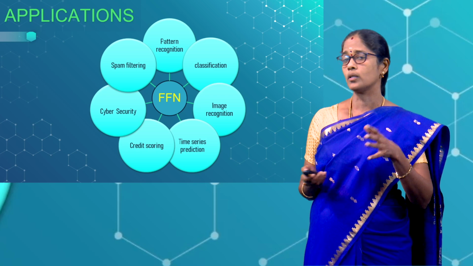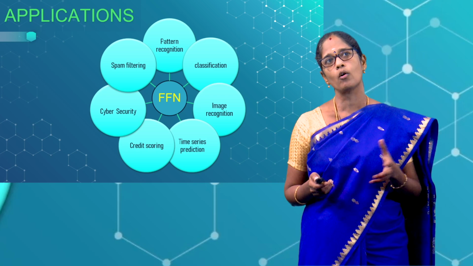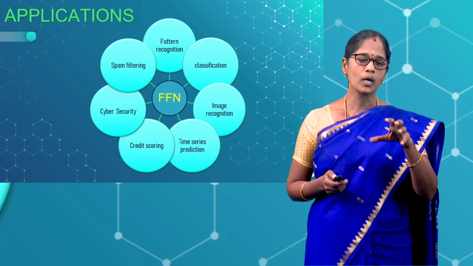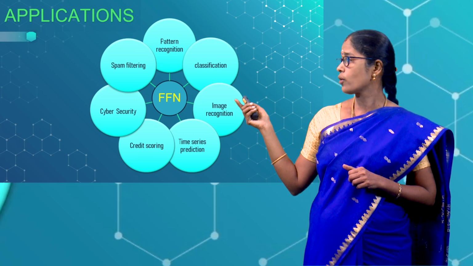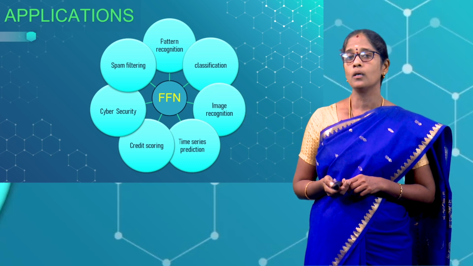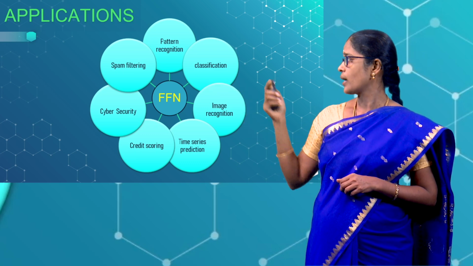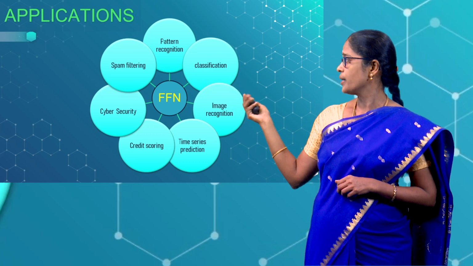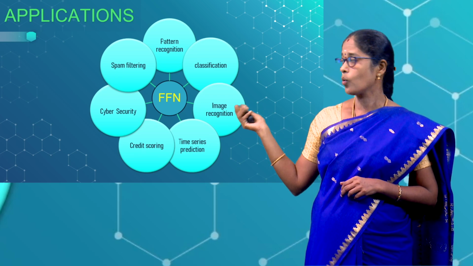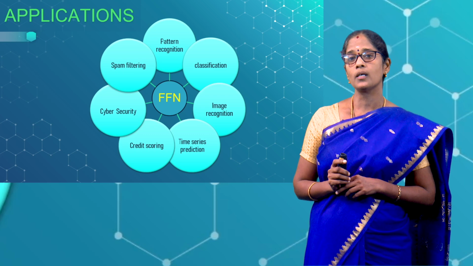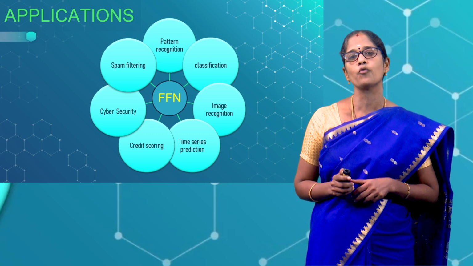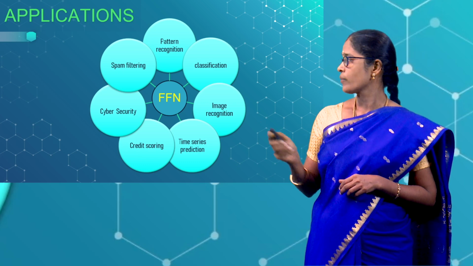Now, moving on to the applications, we discussed a lot about different types of deep learning models and their applications. Specifically, feed forward neural networks are well applicable to pattern recognition, classification problems, image recognition problems, time series predictions, credit scoring, cyber security and spam filtering. So, these are the different real world applications where feed forward neural networks have been applied.